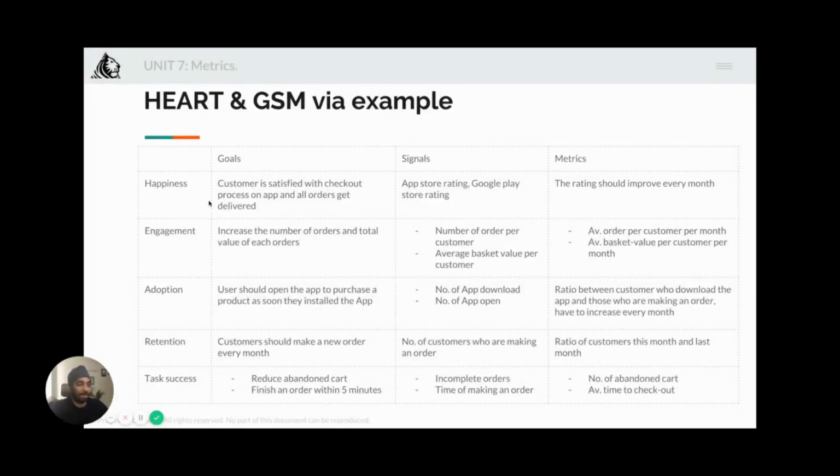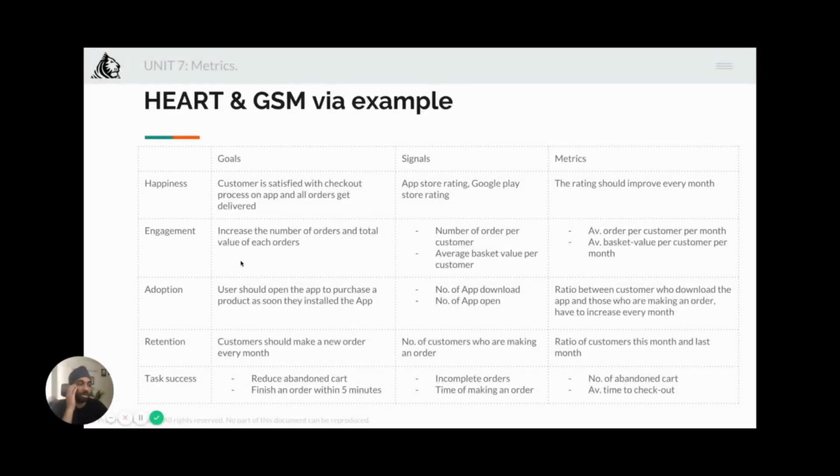So the happiness goal is: customer is satisfied with the checkout process on the app and all orders get delivered. That is the goal that we are trying to aim at. So what are the signals? If this is happening, then the signal would be App Store rating and Google Play Store rating, right? And the metric would be that the rating should improve every month.